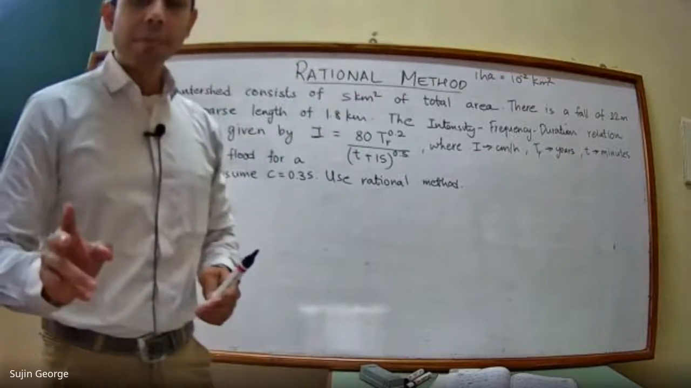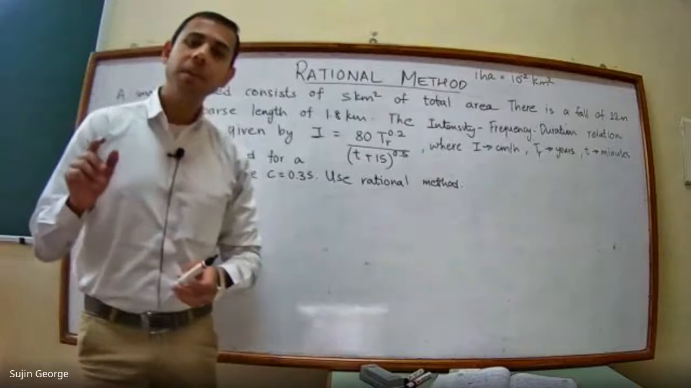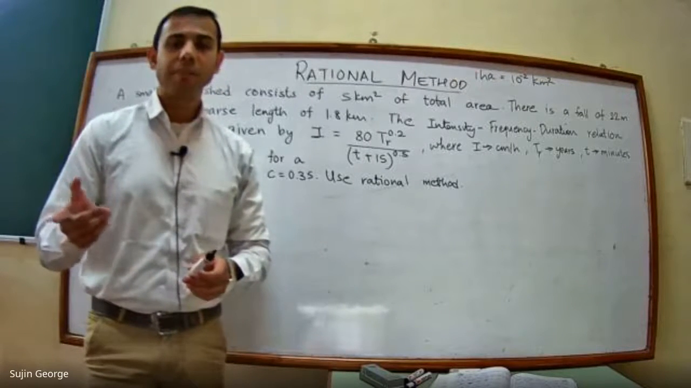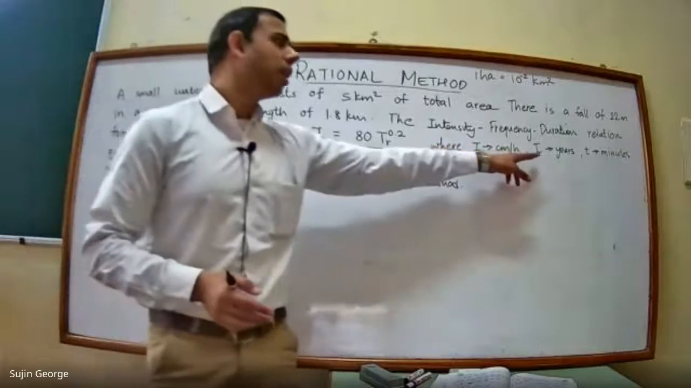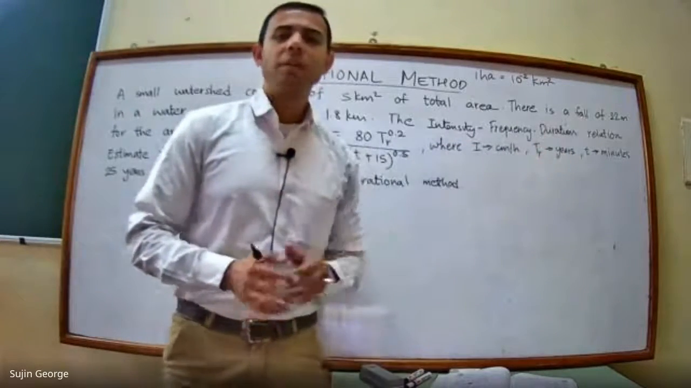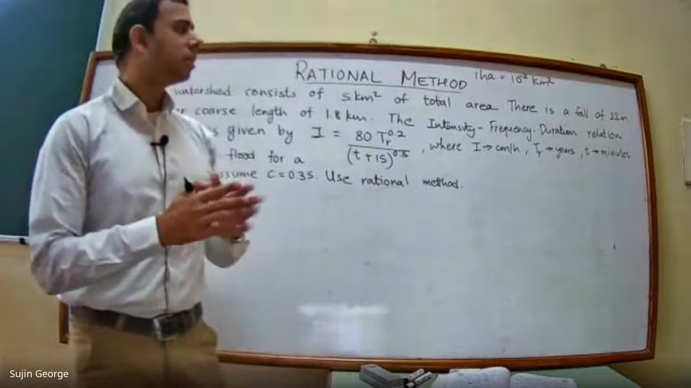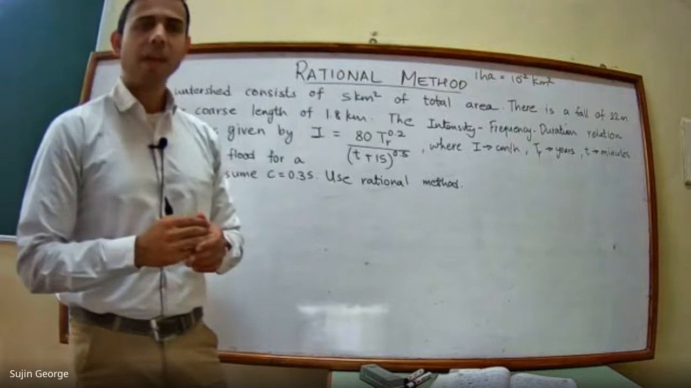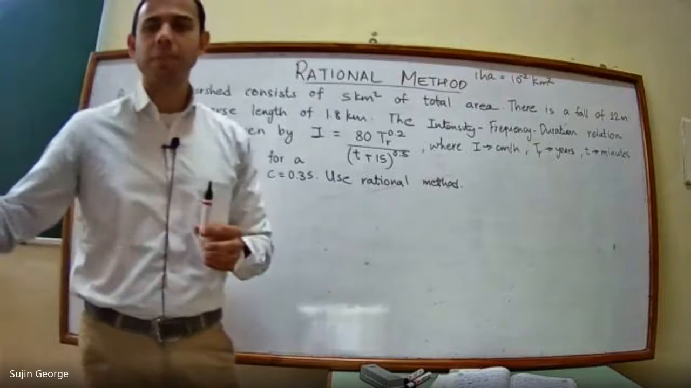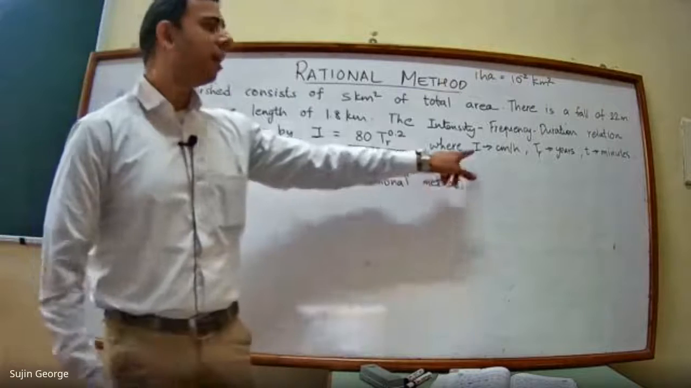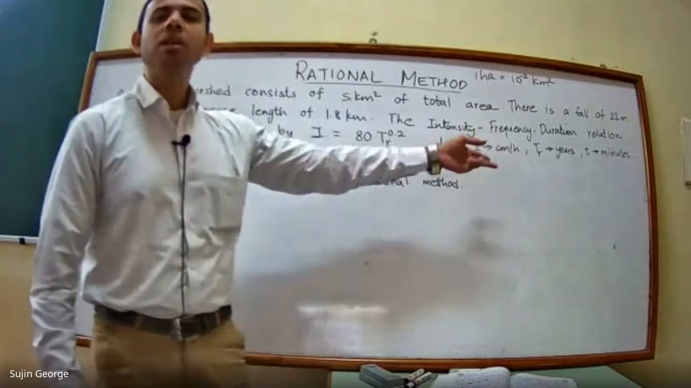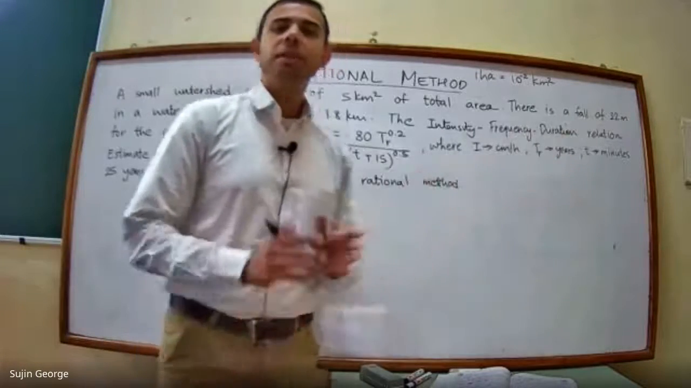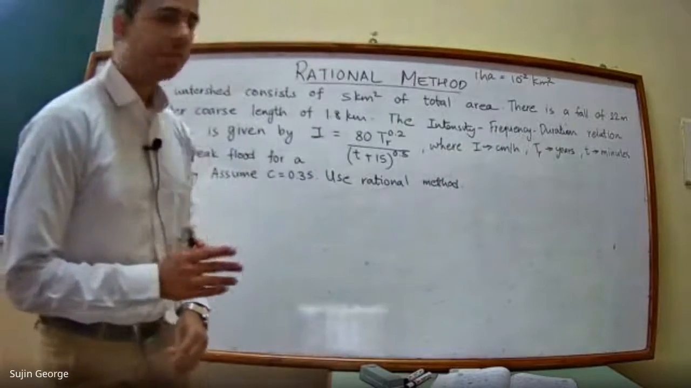So this thing you have to keep in mind. The value of I can be either in centimeter per hour or in millimeter per hour. TR will be in years and small t will be in minutes only. As far as I have seen in the previous years' question papers, only the value of I could be in mm per hour or in centimeter per hour, but TR will be in years and t will be in minutes only.